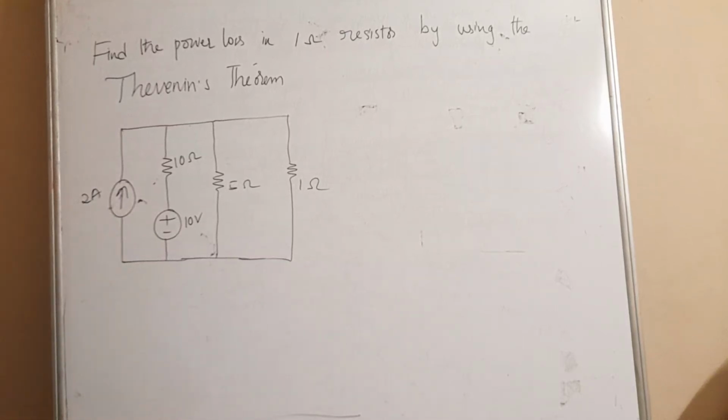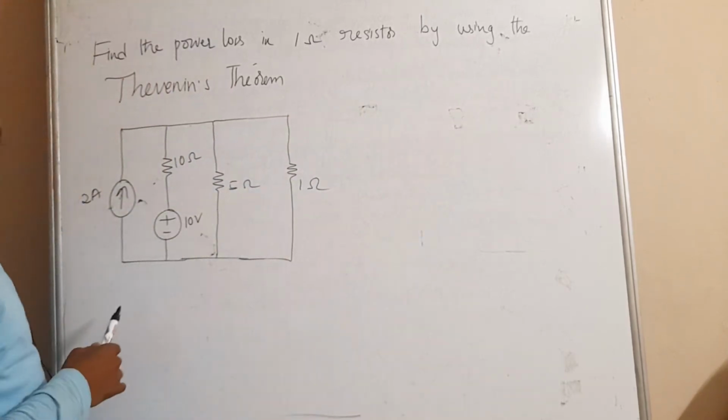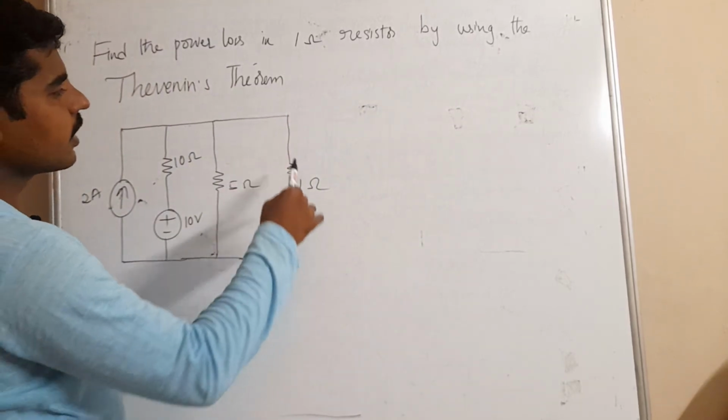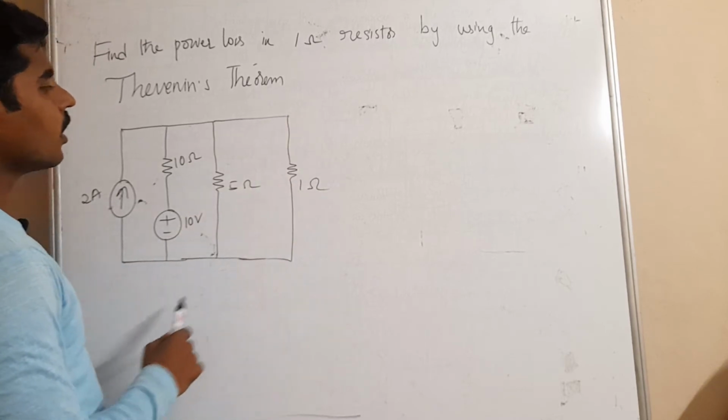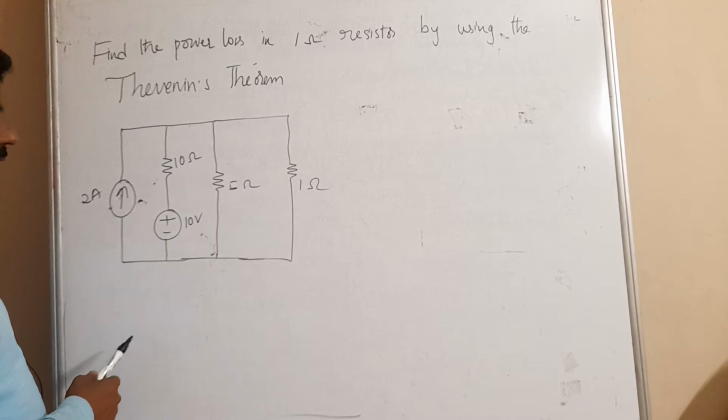Okay, next problem is find the power loss in 1 ohm resistor by using the Thevenin theorem. Okay na, Thevenin theorem use chesi across the 1 ohm resistor దగ్గర power loss ఎంత అవుతుందో find out చేయమను. So what is the first step in case of the Thevenin theorem?